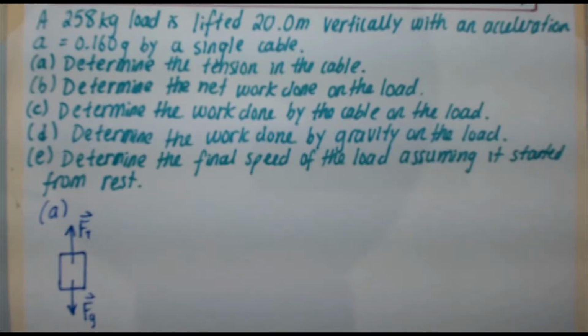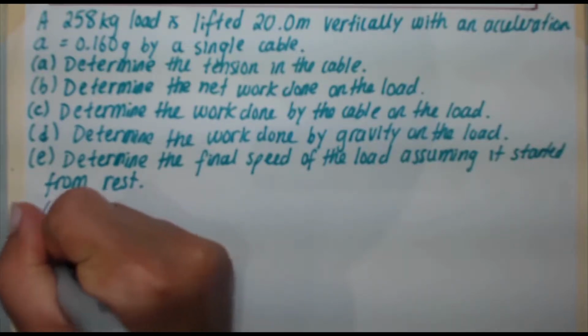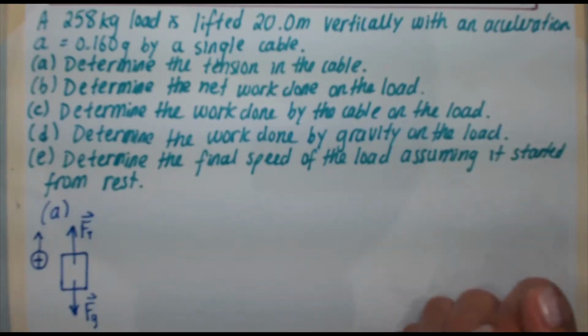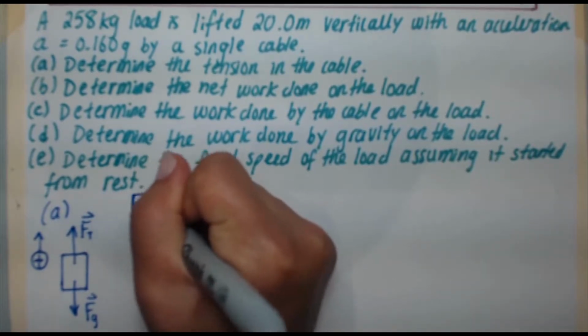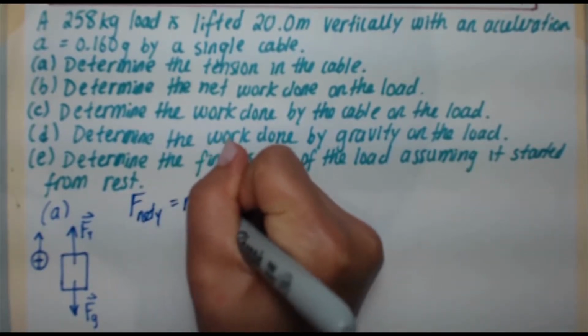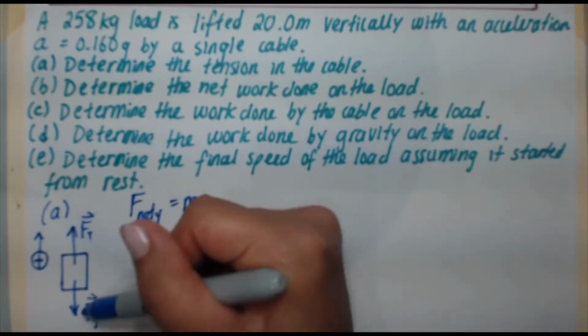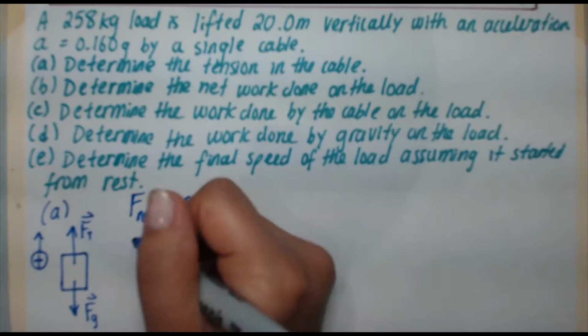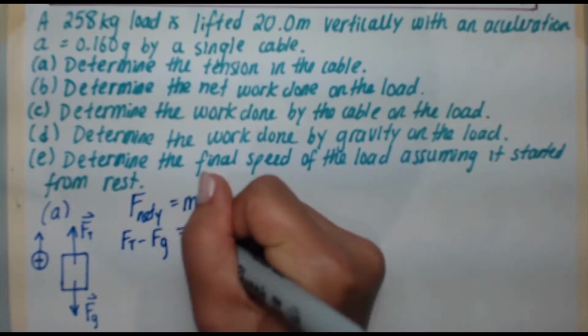We want to assign a positive direction as well, since there is motion, and that motion is upwards. So I'm going to let positive be upwards. It really doesn't matter what direction you pick. It'll work out regardless. I have to find the tension in the cable, so let me start with Newton's second law. F net, working in the y direction, equals m a_y. My net forces can be broken down into F_T and F_G. Since F_T is in the positive direction, F_T minus F_G equals m a_y.